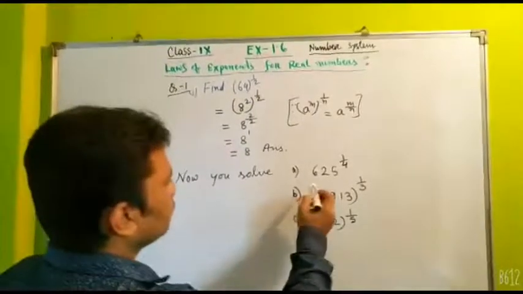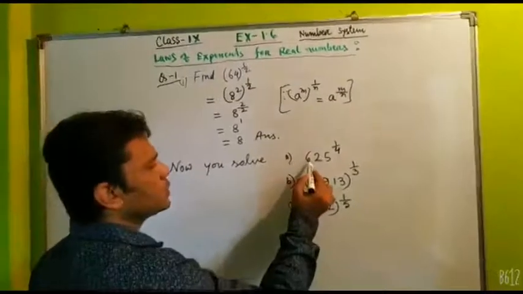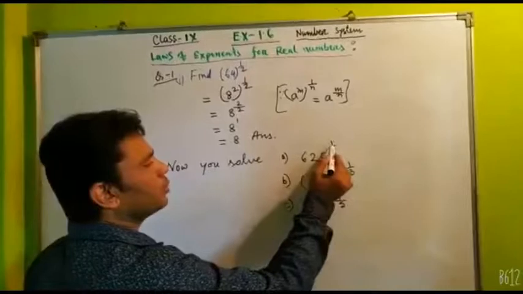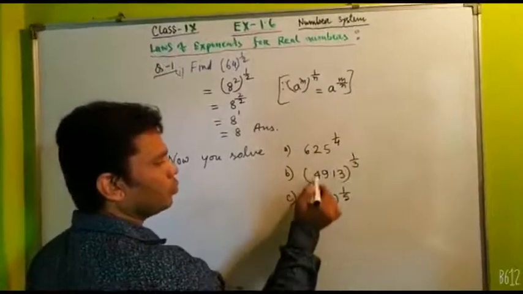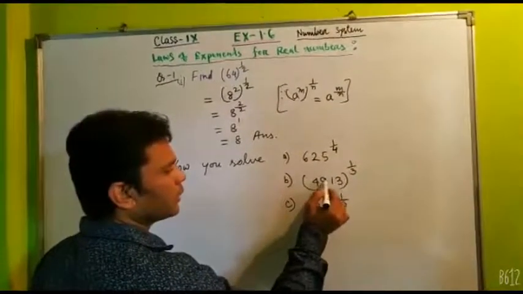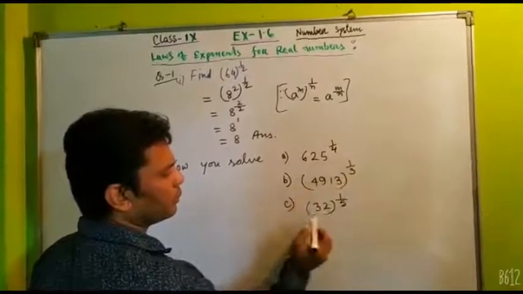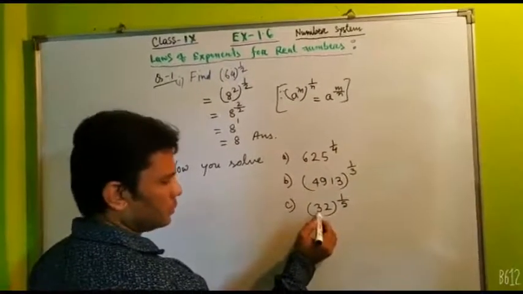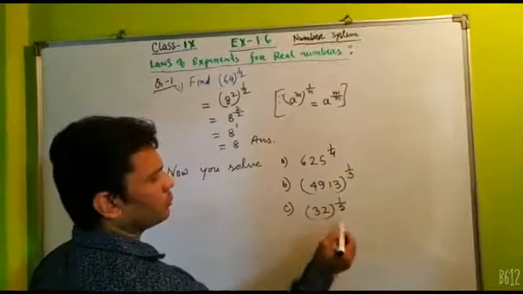Okay, now you solve 625 to the power 1 by 4, 4,913 to the power 1 by 3, 32 to the power 1 by 5. You solve this one.